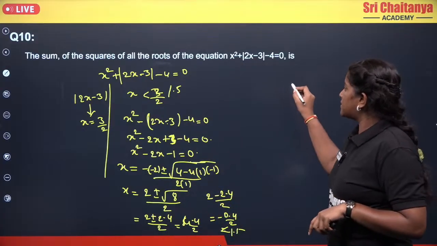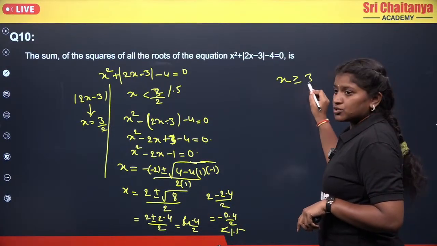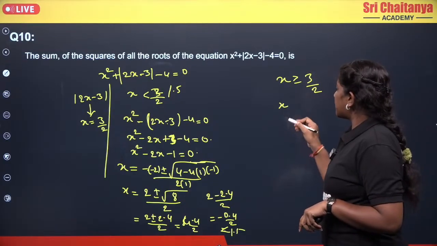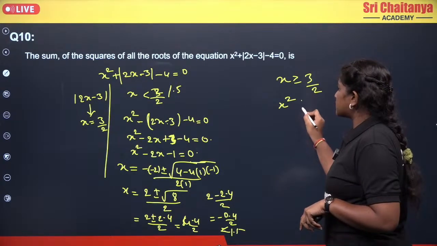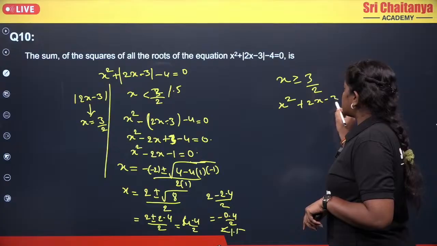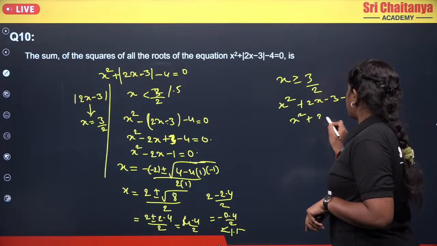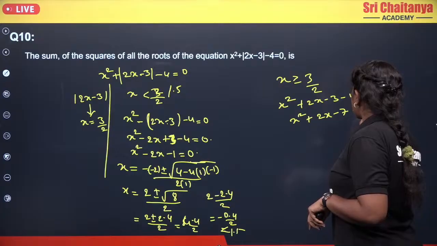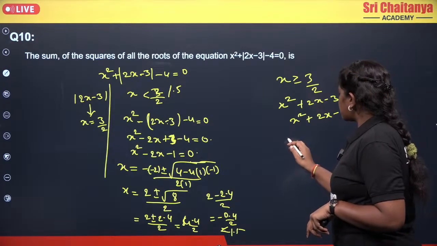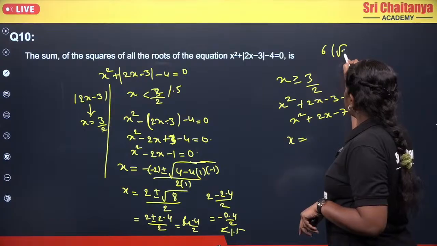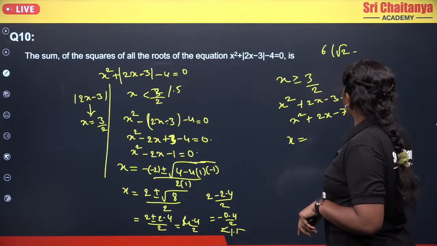Now moving to the next, if we are having greater than or equals to 3 by 2, it means we will be getting the positive value. So x square plus 2x minus 3 minus 4 equals to 0. So x square plus 2x minus 7 equals to 0. So same, use the quadratic formula. So finally you will get root 2 minus 2 or 2 minus root 2.